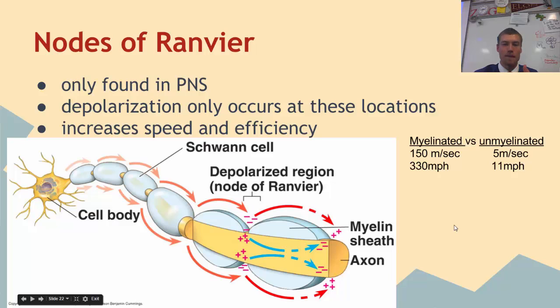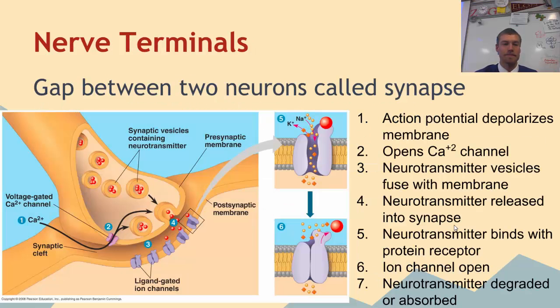If you were to take a look at myelinated versus unmyelinated axons, myelinated axons move at about 330 miles per hour, whereas your unmyelinated axons move at about 11 miles per hour. So that's a pretty big difference. And the nodes of Ranvier are only found in the peripheral nervous system. They are not found in the central nervous system, which we'll talk a little bit more about when we get into the nervous system next.